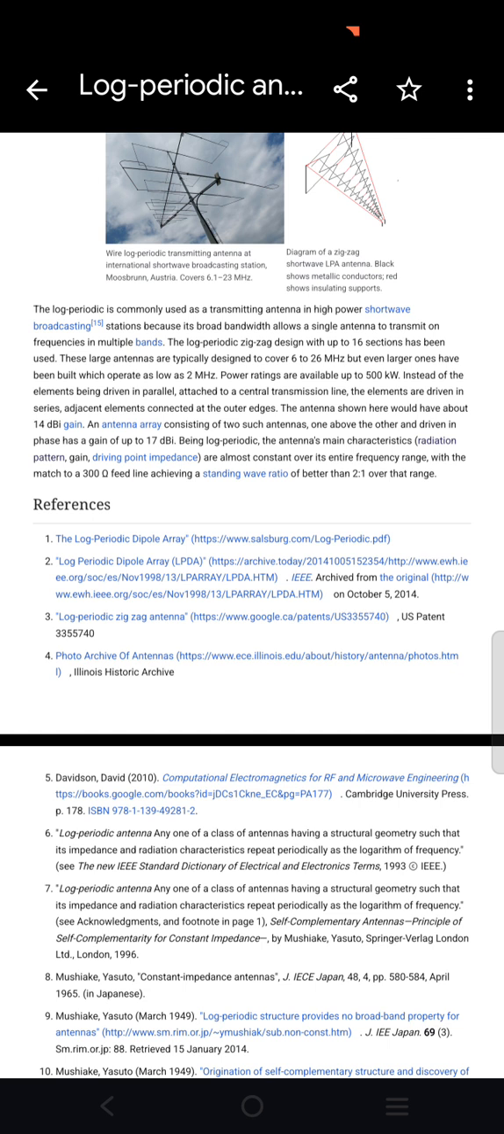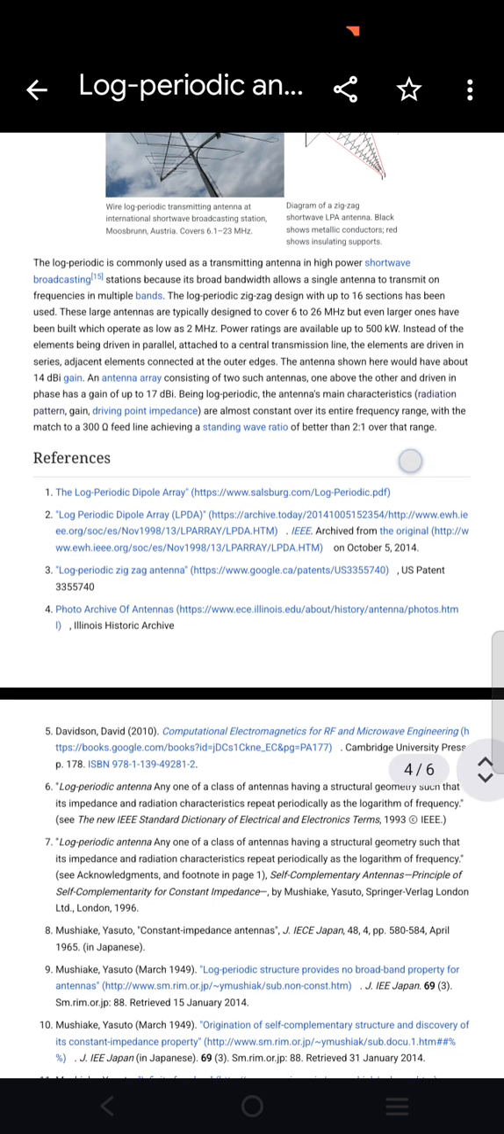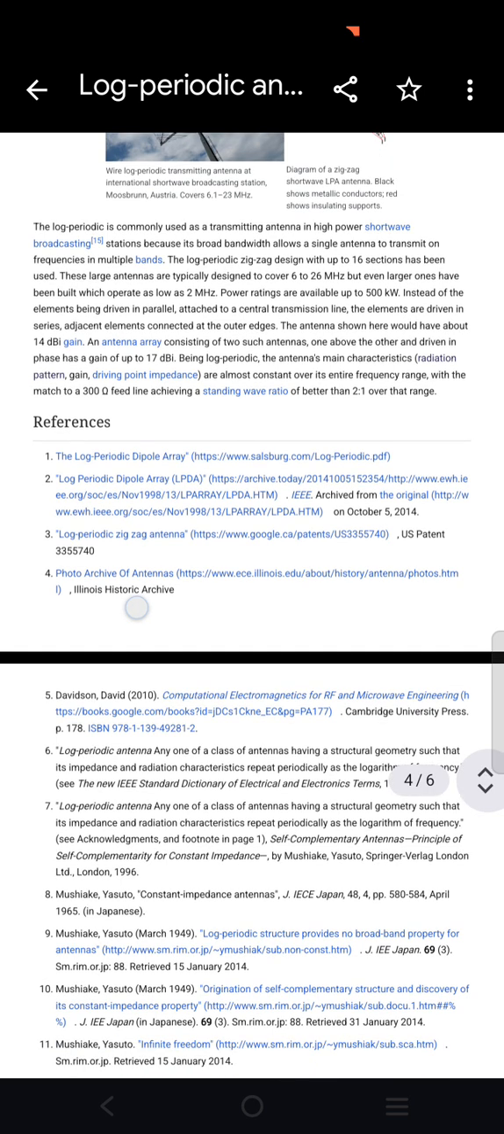Instead of the elements being driven in parallel, attached to the central transmission line, the elements are driven in series. Adjacent elements are connected at outer edges. The antenna shown here would have about 14 dBi gain, where dBi refers to gain relative to an isotropic antenna. An antenna array consisting of two such antennas, one above the other and driven in phase, has a gain of up to 17 dBi.